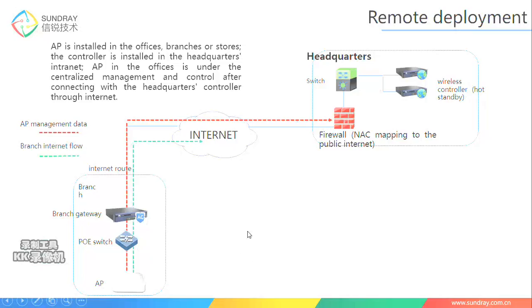Actually, for AP remote deployment, we suggest deploying the SSID in bridge mode, because if we set it in tunnel mode, the data has to go back to the headquarters, and it will consume a lot of bandwidth in the controllers. So it will affect the headquarters internet. So we suggest deploying it in bridge mode.